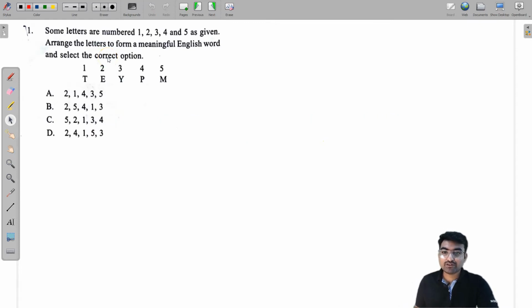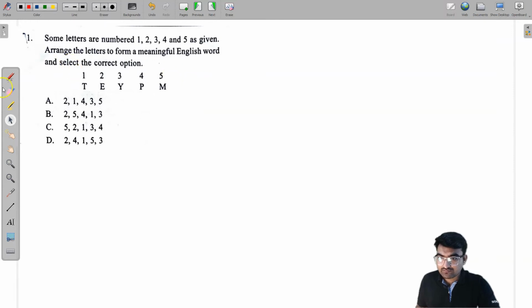Some letters are numbered 1, 2, 3, 4 and 5 as given. Arrange the letters to form a meaningful English word and select the correct option. Right? So see, to solve this question there are two types. Either first form a meaningful word or you can just look into the options. So whichever suits you the best, you can go that way. But sometimes forming a meaningful word will take some time. So I'll suggest just go with the options.